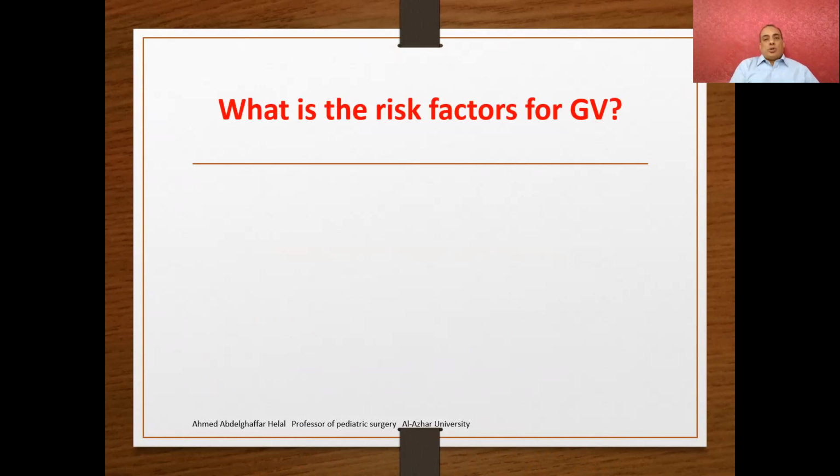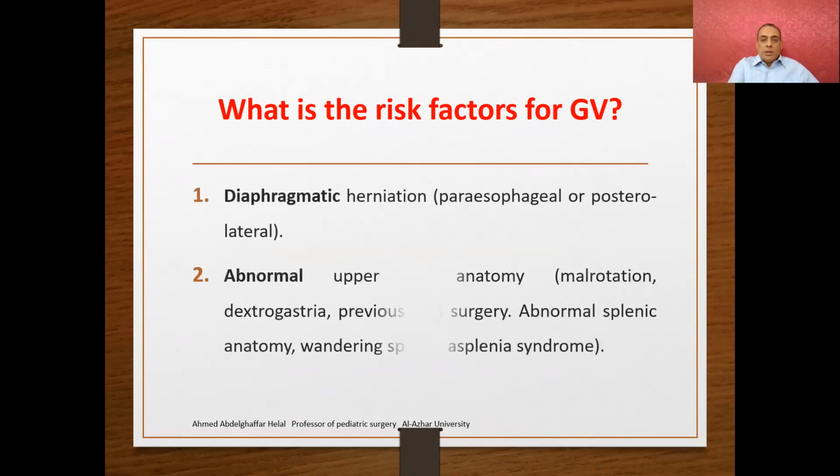What are the risk factors for gastric volvulus? What happens so that the stomach will twist or rotate? What is the etiology or the risk factors for this pathology? Number one, diaphragmatic herniation. Diaphragmatic herniation is a risk factor for the development of gastric volvulus, whether a paraesophageal or posterolateral defect, or even maybe a Morgagni hernia, an anterior defect.